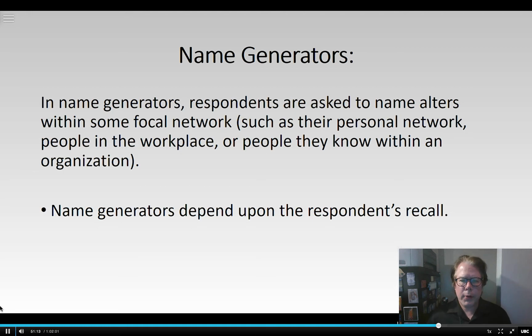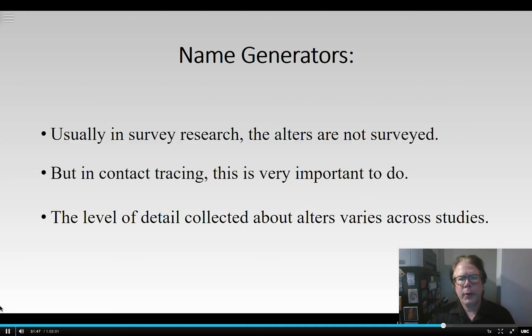So in name generators, respondents are asked to name alters within some focal network, such as their personal network or people in the workplace. And name generators depend on the respondent's recall. Again, in the context of coronavirus, these questions would be tailored in terms of who did they come into close physical proximity with during a certain time frame that coincides with the period of time in which they logically may have been infected with the virus.